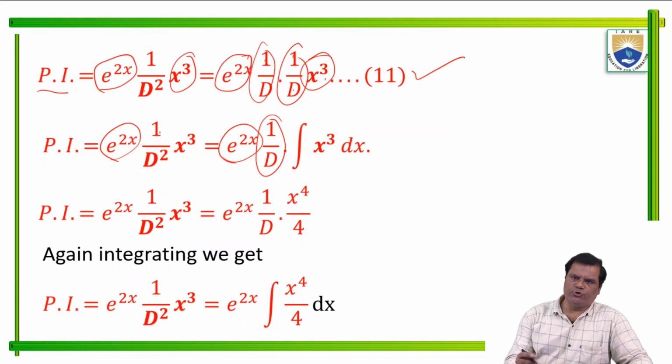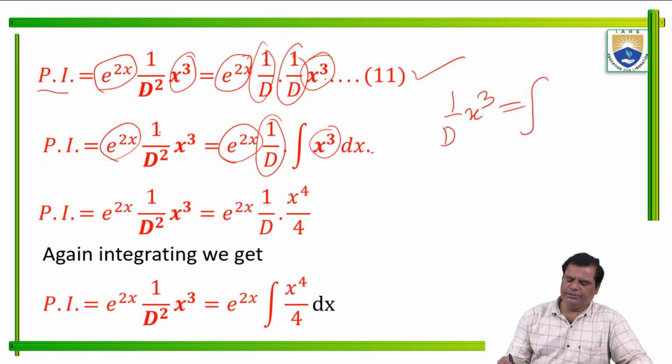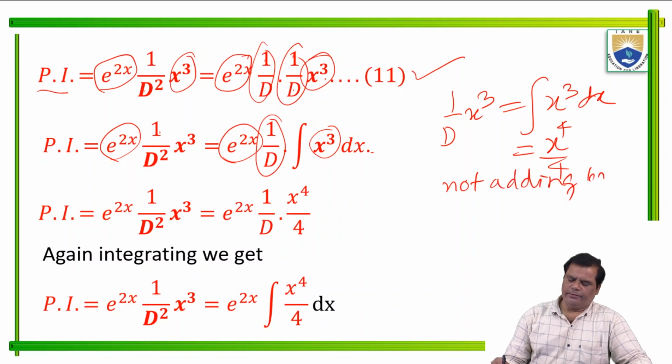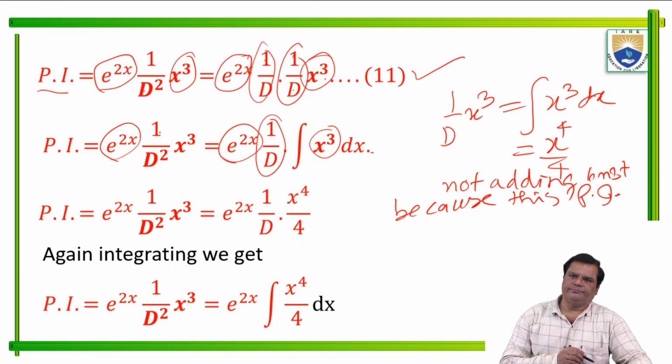So integration of x cube with respect to x, 1 upon D x cube, means integration of x cube dx. So the answer is x to the power 4 by 4. Here we are not adding a constant, not adding a constant because this is PI. Okay, x to the power 4 by 4 here.